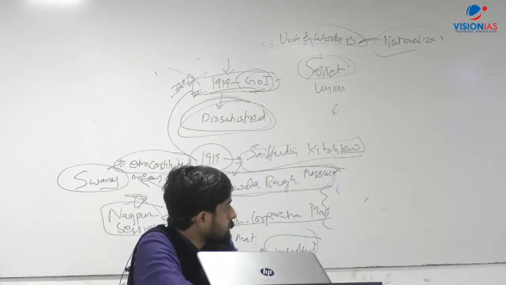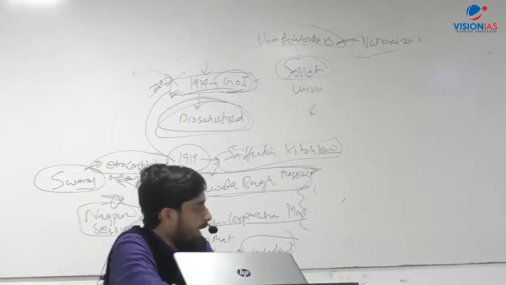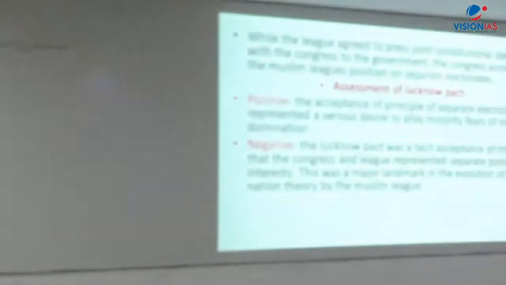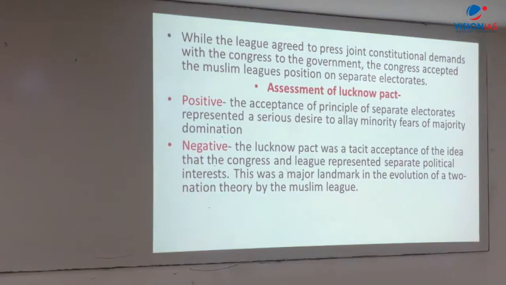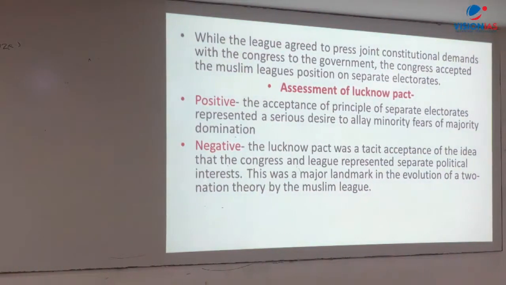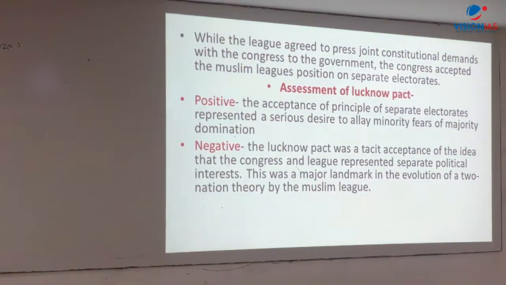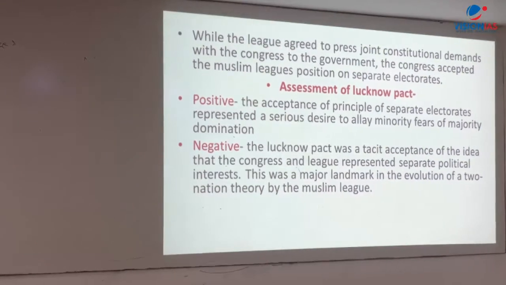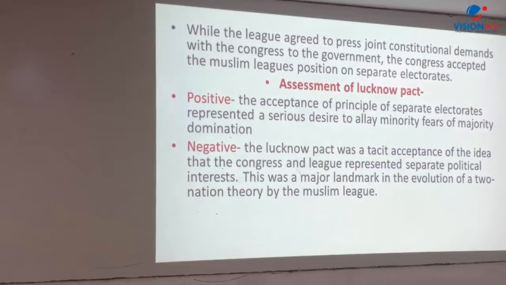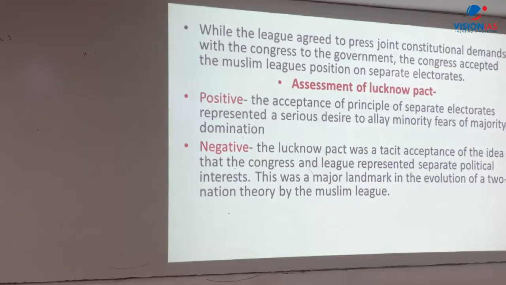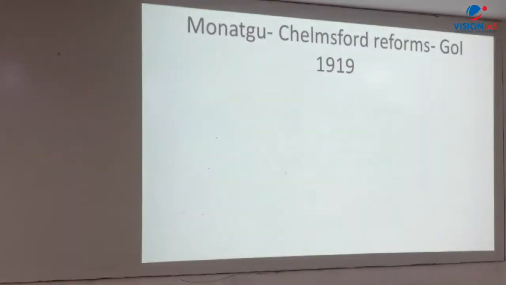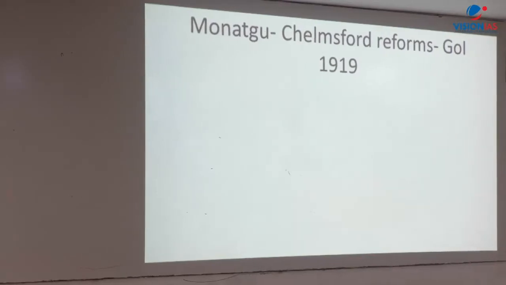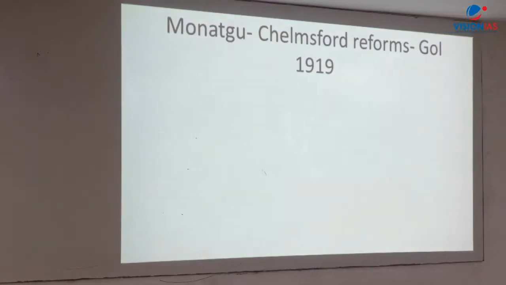Another negative of this was that this was an agreement primarily between the leaders of Congress and the leaders of the Muslim League. There was no effort to make the masses understand the significance of such an alliance. The masses were to draw their own conclusions, but they did not go together to address the masses in any significant way. So what is the significance of the Lucknow Pact?